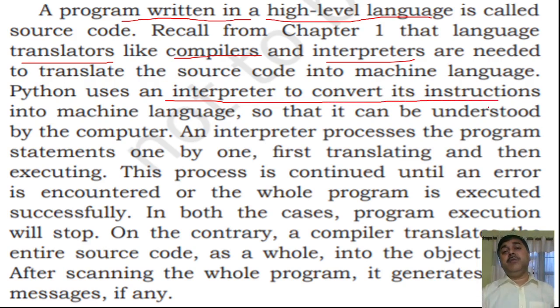When it is an interpreter-based language, it converts the instruction into machine language, so that it can be understood by the machine. An interpreter takes one line and converts one line. That means line by line, one by one, each part is translated. So if there is any error in any line, it can be easily understood and easily recognized.